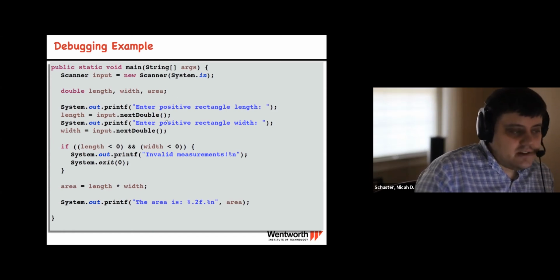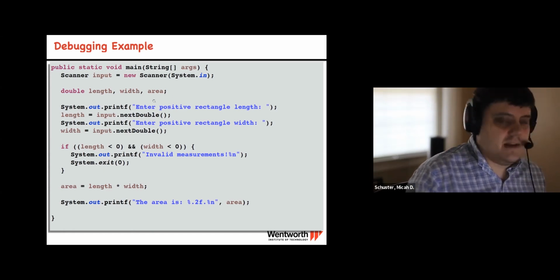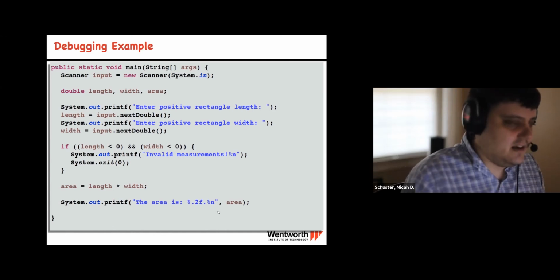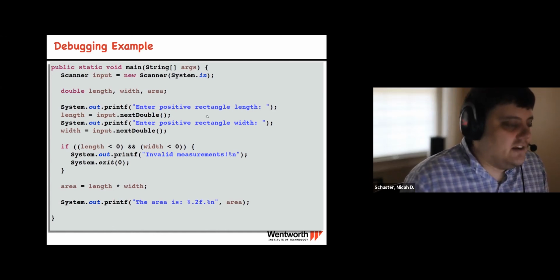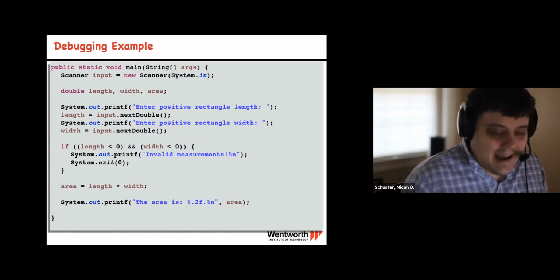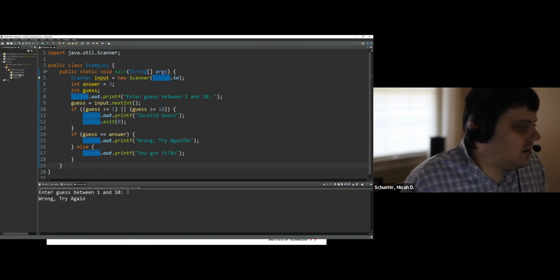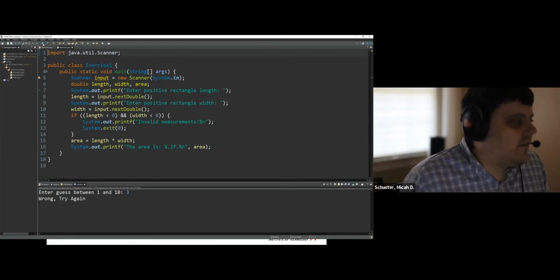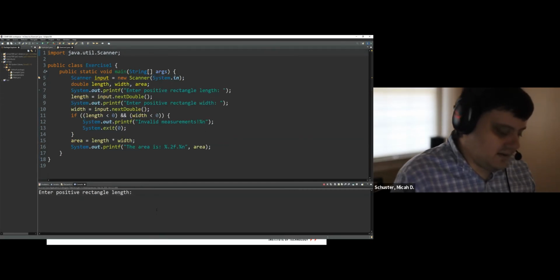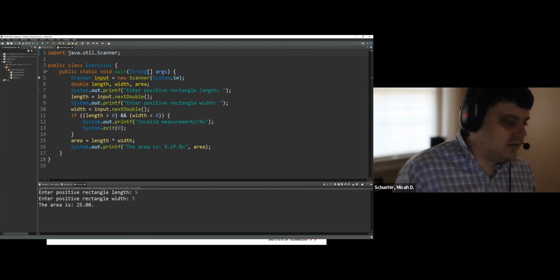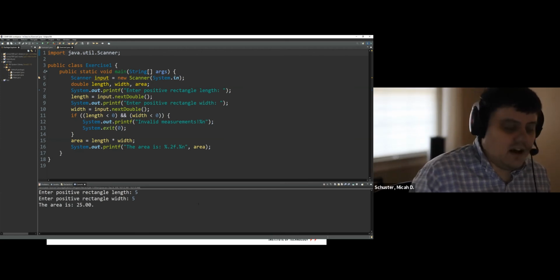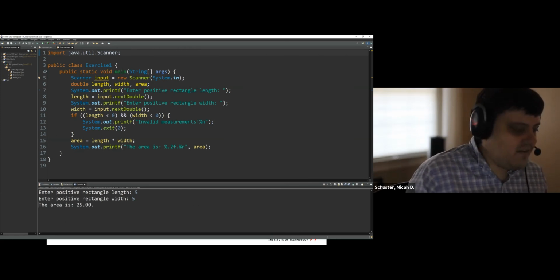So this one's relatively simple. If you have the slides open from the PDF, you can always just copy and paste this in. Otherwise, you can type it up. I do have it coded here already. So if I run this, for instance, and type in some values, it looks like it runs properly. It's just getting the area of a square. So I type in 5 and 5, I get 25.